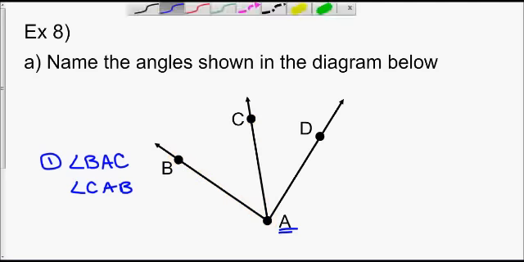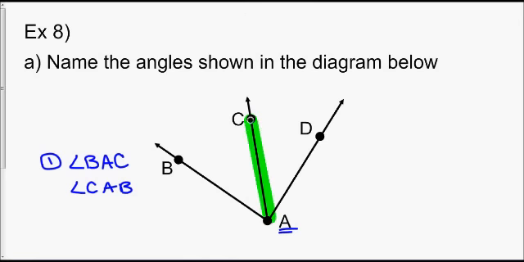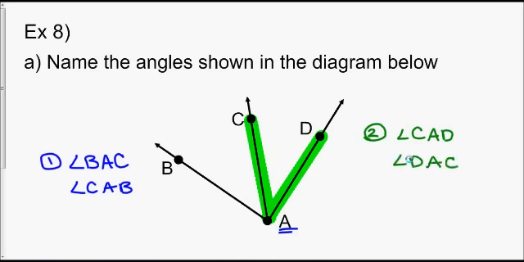Next, we have angle CAD. So again, starting at point C, or on the side that contains point C, I should really say, passing through vertex A, and then to the side containing point D. This is the same thing as angle DAC.